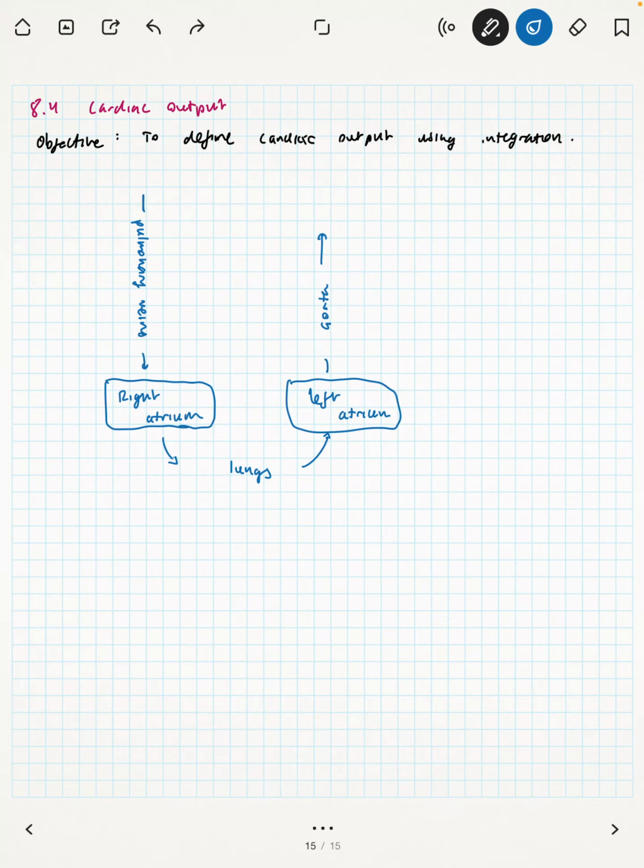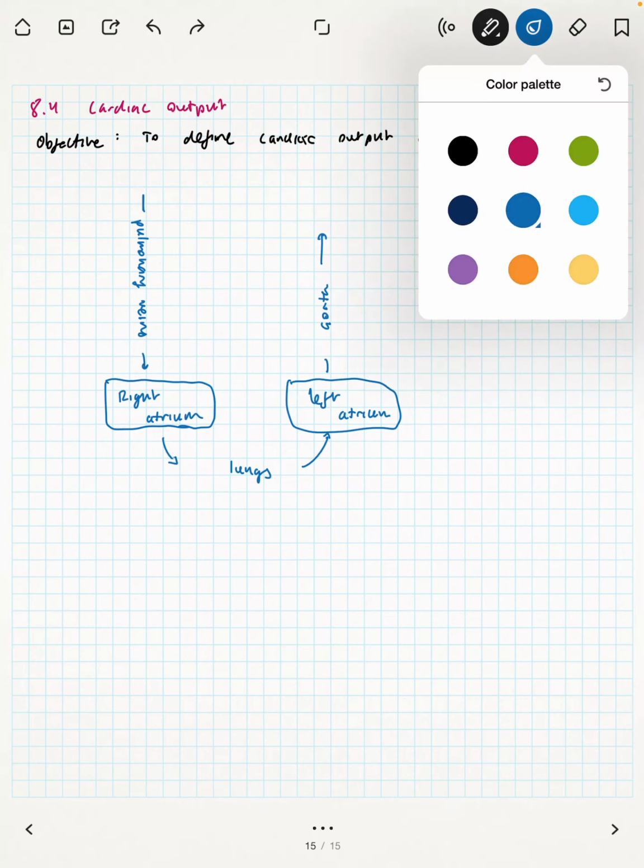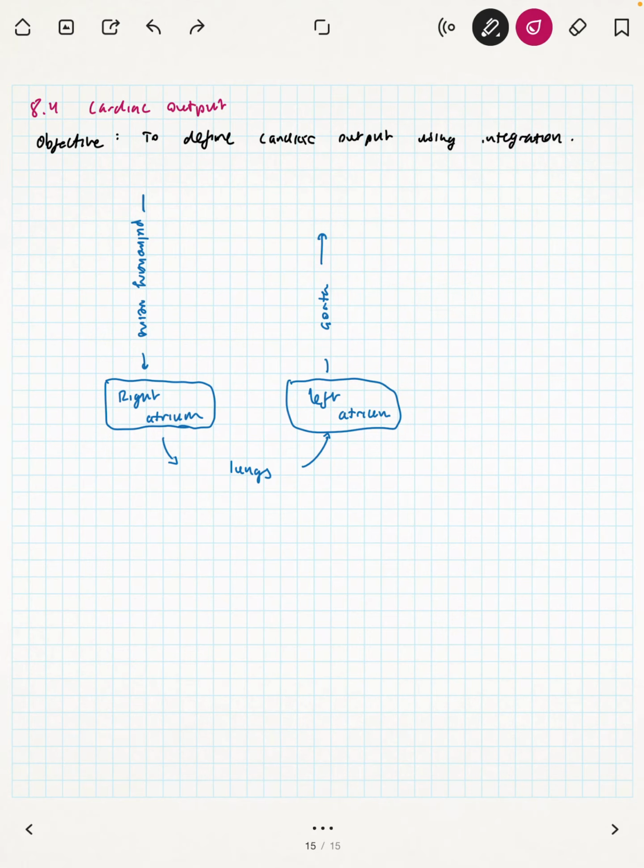But roughly what we're talking about here is we're going to think about the total volume of blood that's pumped out of the heart. So the typical flow of blood through the heart, it'll come through the pulmonary veins into the right atrium. This is blood that's in need of oxygenation. That'll pass into the lungs, get oxygenated, and then back into the heart into the left atrium, which then sorts it out through the aorta into the rest of the body.